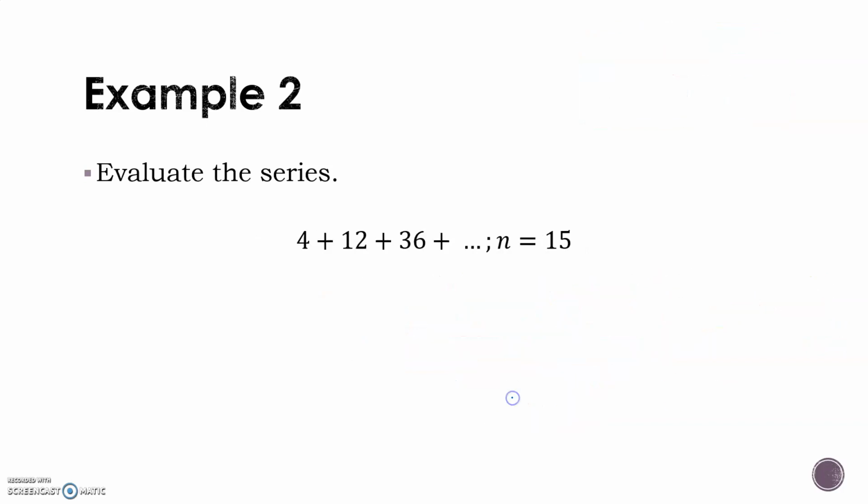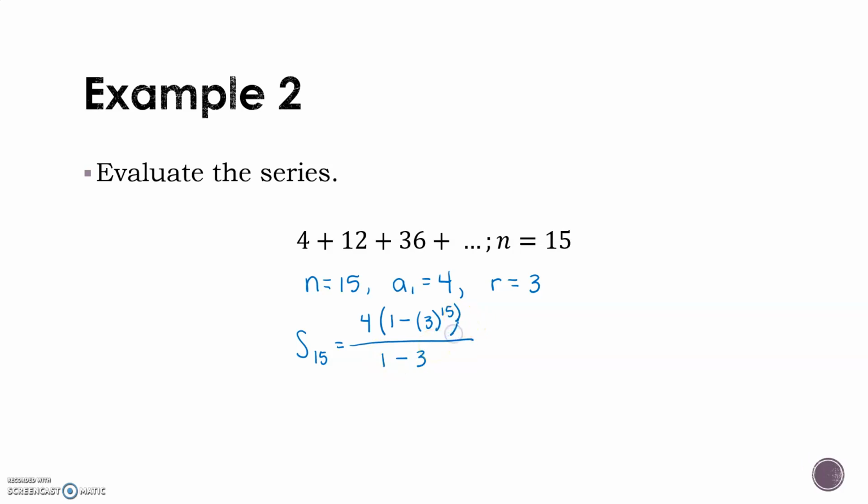Okay? So for example, look, n equals 15. We know that a sub 1 equals 4. And we know that our common ratio is 3. We're multiplying by 3 each time. So we're going to have S sub 15 equals the first term, which is 4, times 1 minus r to the nth power, all over 1 minus r.